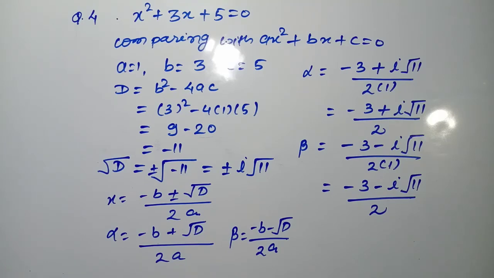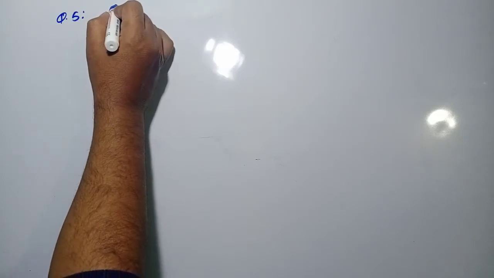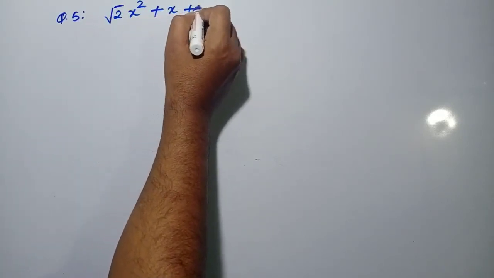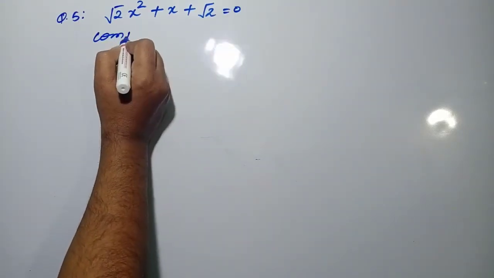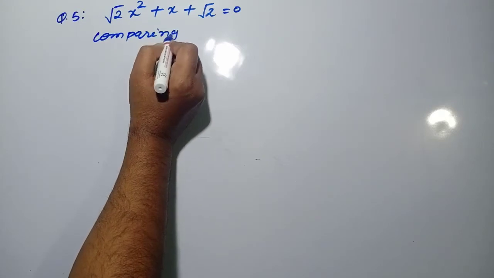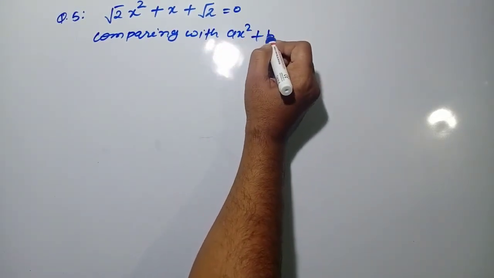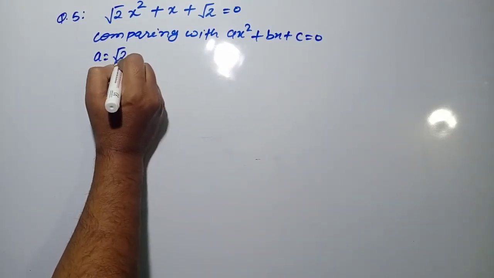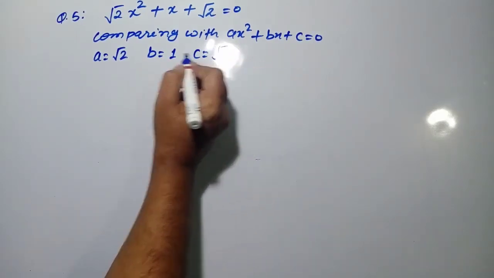Okay student. Now moving to the next question, question number 5. This is a similar question over here. Root 2x square plus x plus root 2 is equal to 0. Again we will compare it with ax square plus bx plus c is equal to 0. This is a quadratic equation. So the value of a will be what? Root 2. Value of b is what? 1, and the value of c is root 2, right?